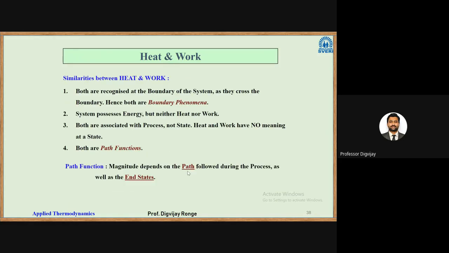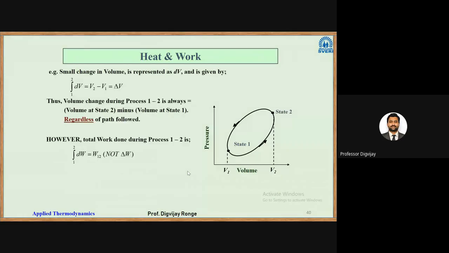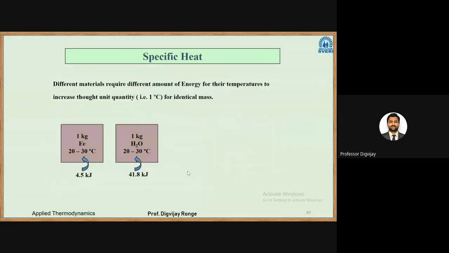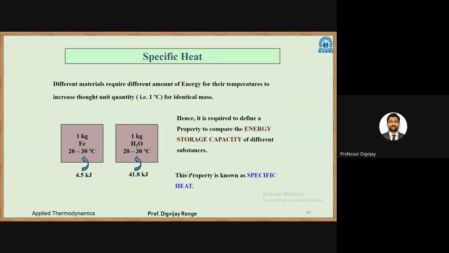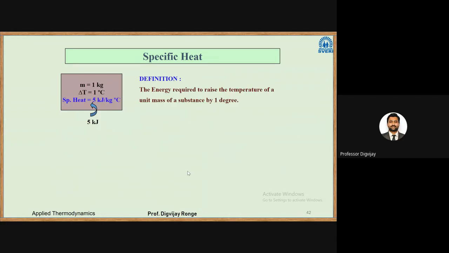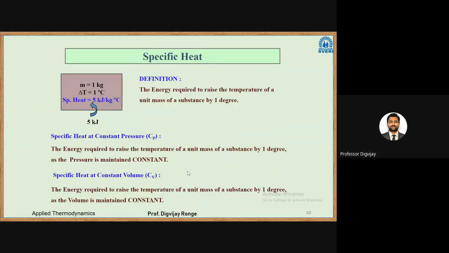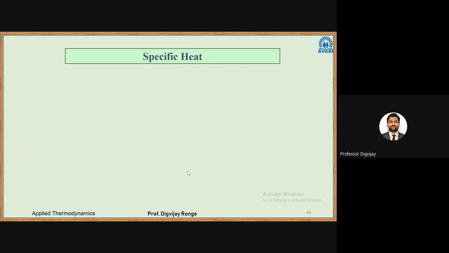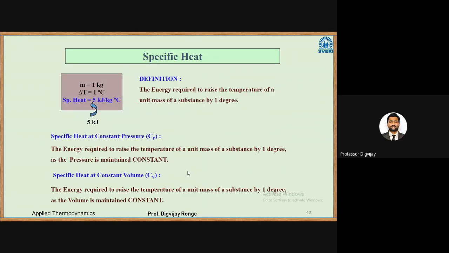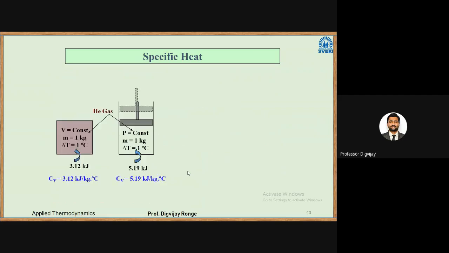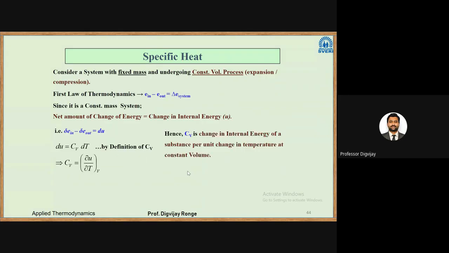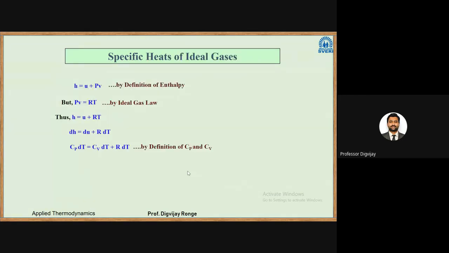Then we saw specific heat. It is the amount of energy required to raise the temperature of a unit mass by 1 degree Celsius, and it is different for every material. Today we'll solve one example based on specific heats. Then we saw specific heat at constant pressure, Cp, and specific heat at constant volume, Cv. The relation between them is Cp equals Cv plus R, where R is the gas constant. Then Cp by Cv is gamma, the ratio of specific heats. So this is about the last lecture.